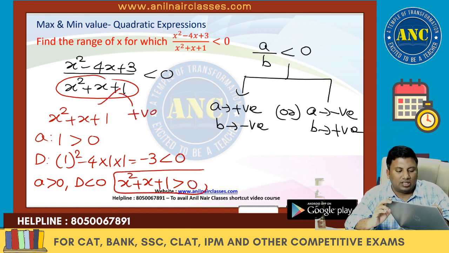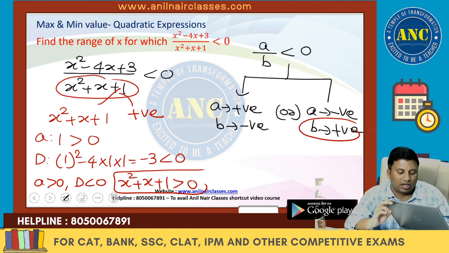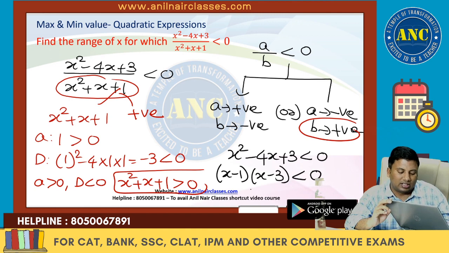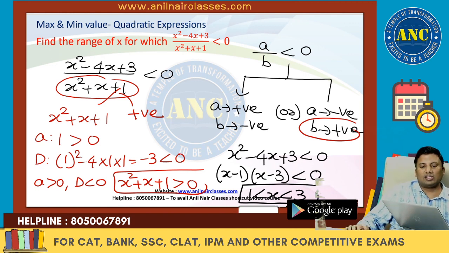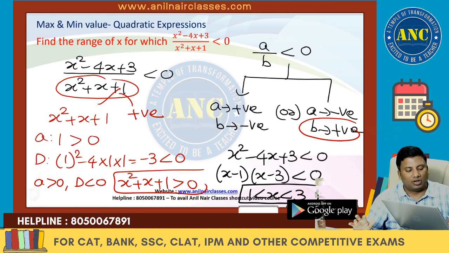If the denominator is positive, the numerator will be negative. That is how we concluded that x square minus 4x plus 3 is less than 0. (X minus 1) into (x minus 3) less than 0. That means 1 less than x less than 3. I hope everything is clear to you.